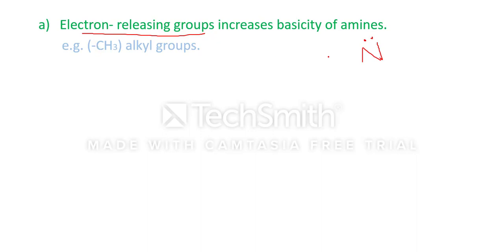It means if the nitrogen is attached to an alkyl group, or electron releasing group, the lone pair of electrons is more available, and that increases the basicity of amines. Electron releasing groups increase the basicity of amines. For example, electron releasing groups are alkyl groups.